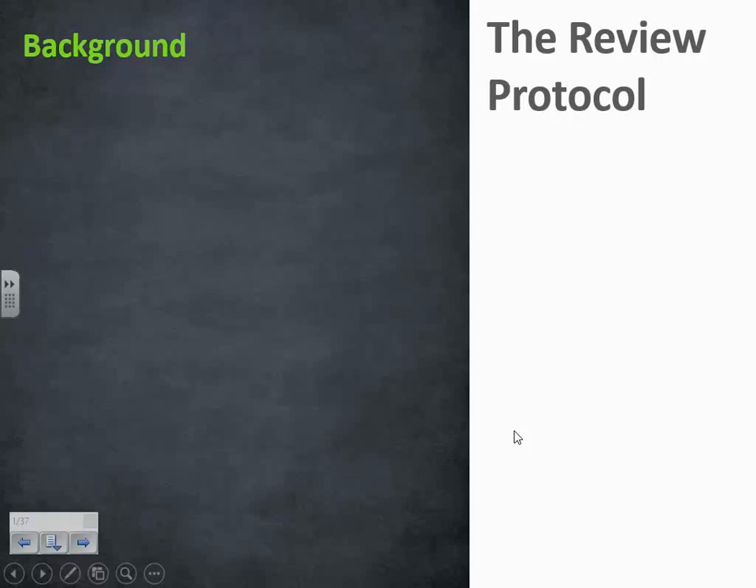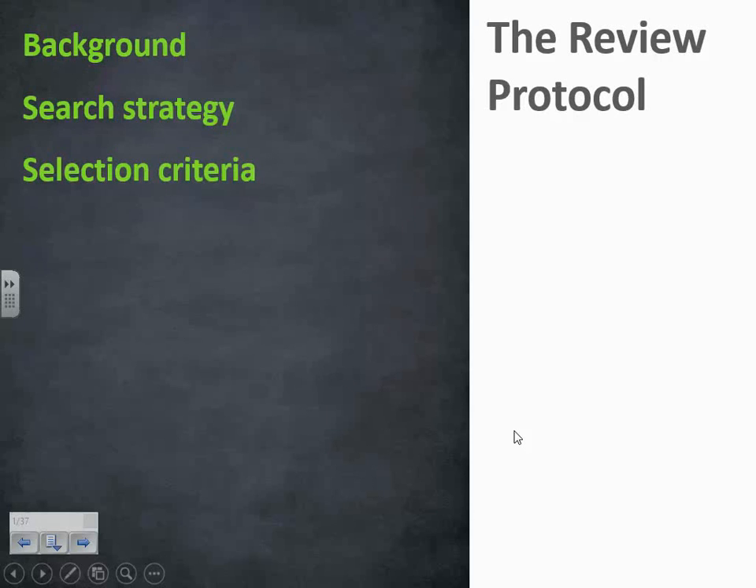Okay. The next one is the search strategy. That will be used to search for primary studies, including search terms and resources to be searched. Then we're going to look at the selection criteria, which are used to determine what studies are included and what studies are excluded from your literature review.